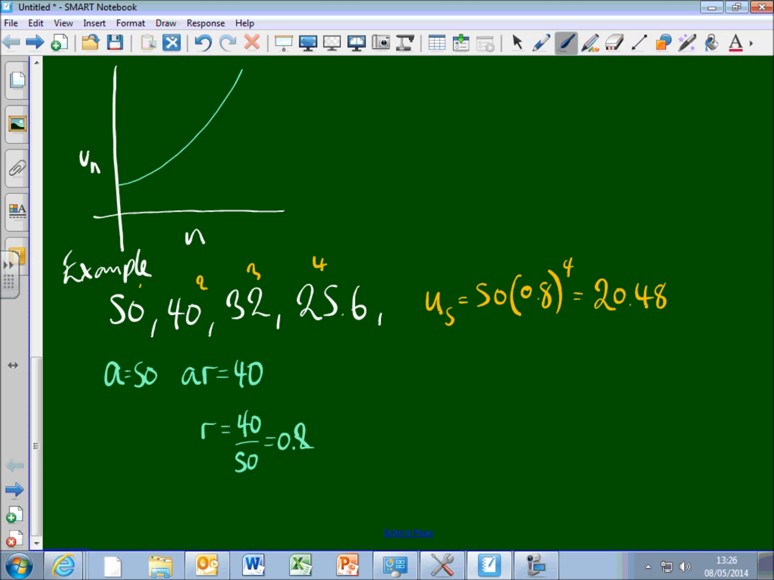What happens if I draw a graph of this one? In the first one, the ratio was it was doubling each time, wasn't it? The ratio was 2. What happens if I plot a graph of this second one? What's that one going to look like? It starts at 50, and then it goes to 40, and it goes to 32, and then it goes to 25.6. So what's the graph going to look like this time?